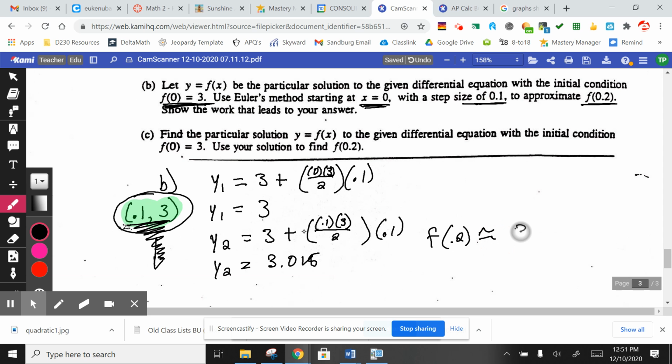So really common free response question. You can see how these get set up. We're not going to go through it. We've already done a few like it. But if you look at letter C, they're now asking you to find the real value. So you're going to have to separate your variables, do your antiderivative, plug in the 0.2. It'll give you the real value, and it should be close to that 3.015. All right? Okay, so we kind of finished.